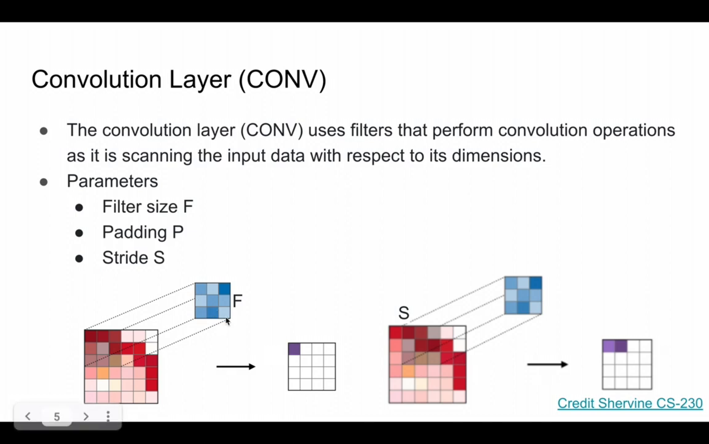The same filter will be applied to the next 3 by 3 pixels. The result will be filled into the second element of the output image. We continue to shift the filter across the image. Eventually, we have a reduced size of the image.